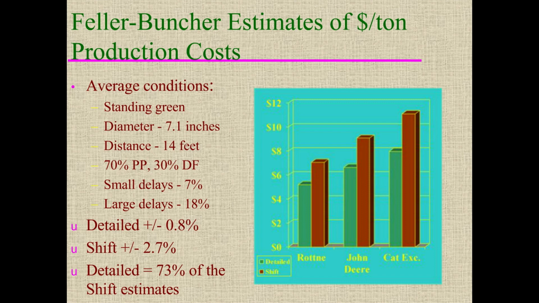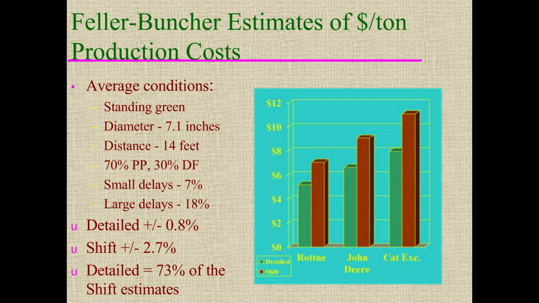What we also learned is that when we did shift level estimating of production, the cost went a whole lot higher, because when we're out there doing detailed time studies, we miss a lot of the delays. They just don't happen while we're there. And so you have to be careful reading reports about machinery and equipment so that you look at what were the shift level results, not just the detailed time study.